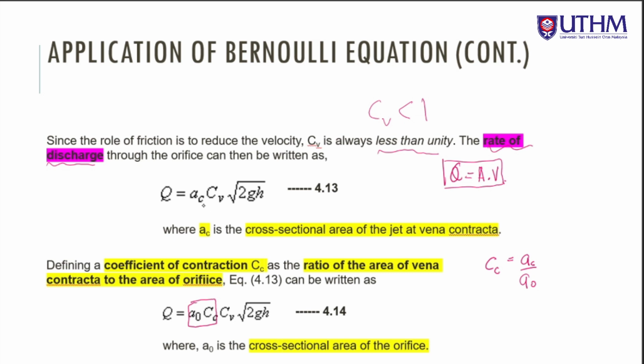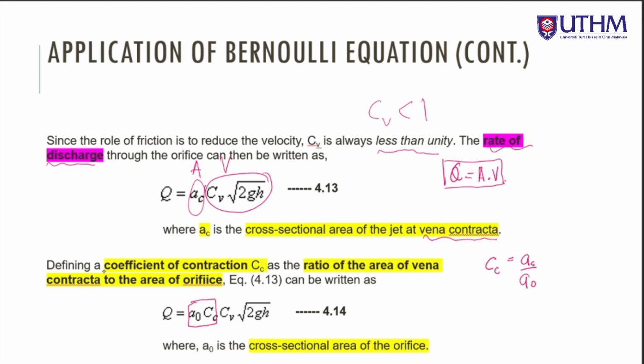And so kat sini kita ada, introduce AC as the cross sectional area of the jet at vena contracta. So this part is actually V, and then this one is A. This is how you calculate the rate of discharge.